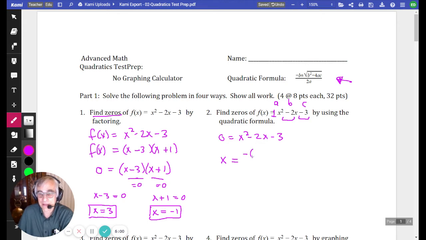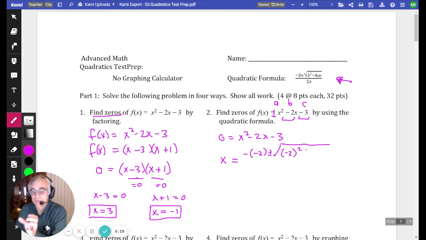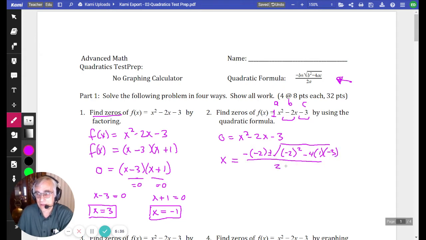So we're going to say negative minus 2, and then plus or minus the square root of a bunch of stuff, b squared, so that's going to be negative 2. I'm putting this in parentheses to emphasize the fact that we are squaring negative 2. It's not negative 2 squared, it's negative 2, squared, minus 4 times a, which is 1, times c, which is negative 3, and this is all over 2a, or 2 times 1.